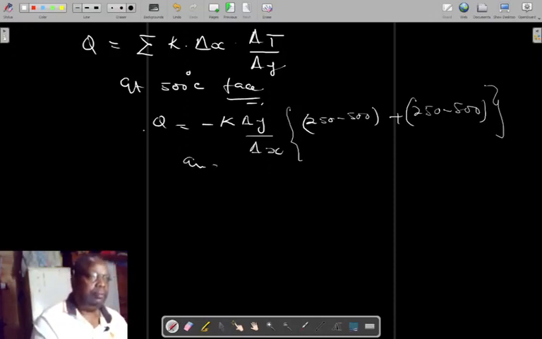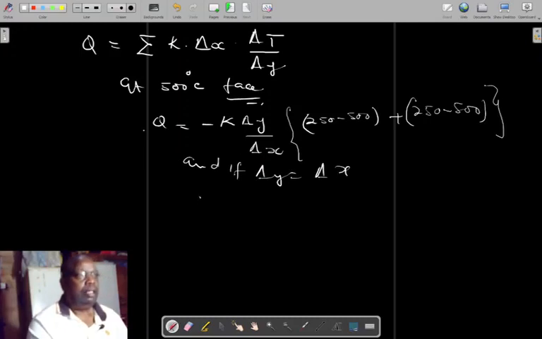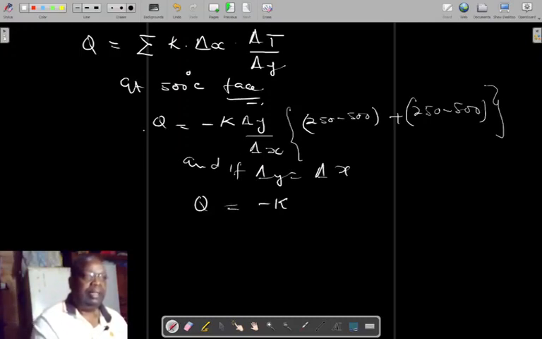And if delta Y is equal to delta X, Q becomes minus K times 250 plus 250 is 500, so this is equal to minus 500 K.